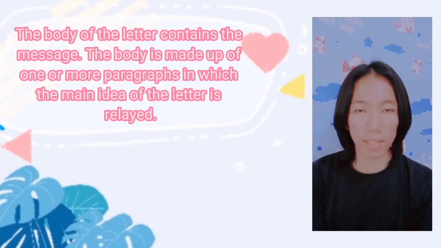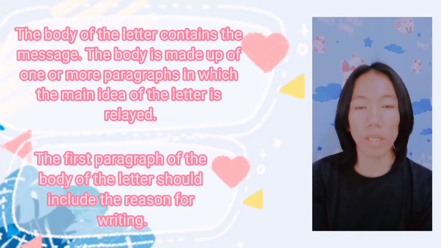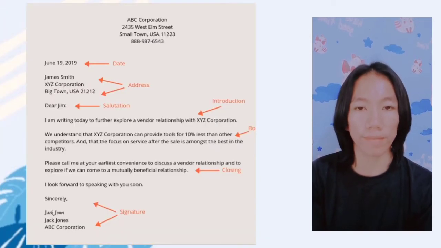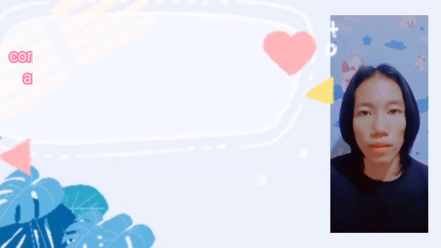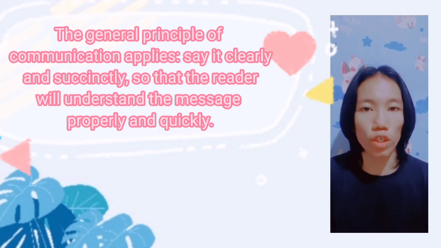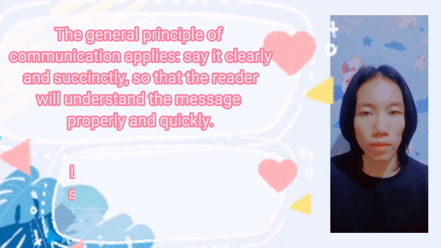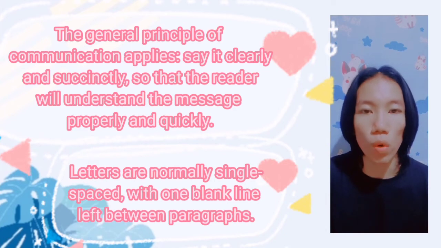The next is the body of the letter. The body of the letter contains the message. The body is made up of one or more paragraphs in which the main idea of the letter is relayed. The first paragraph of the body should include the reason for writing. Here we can see the body in a business letter. The general principles of communication apply. Say it clearly and sufficiently so that the reader will understand the message properly and quickly. Letters are normally single spaced with one blank line left between paragraphs.